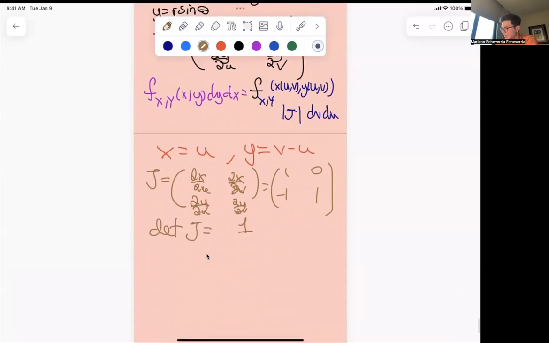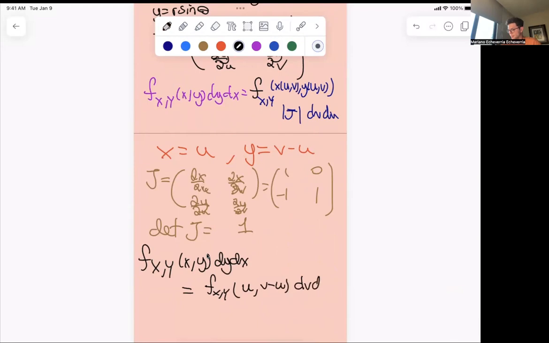What that's saying is that the density in terms of x, y, dy dx is the same as the density of x, y, let's see, u and then v minus u, times 1 dv du, and that's how you find it. In this case this would have been f of u v, but in general f of u v would be the density of x times the Jacobian, because then all of this becomes a density.